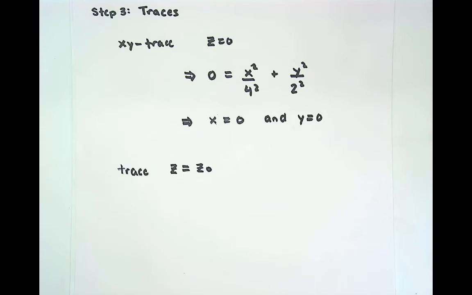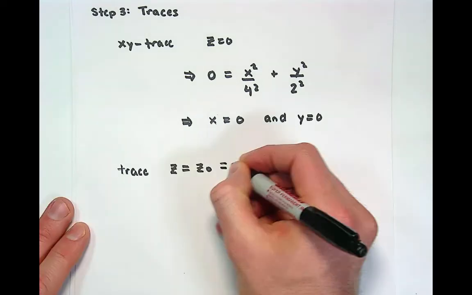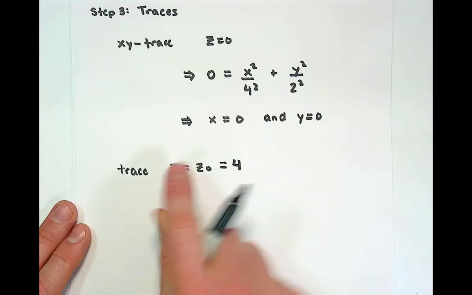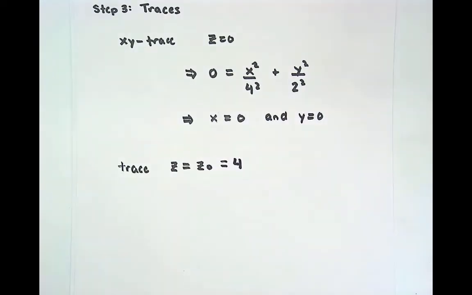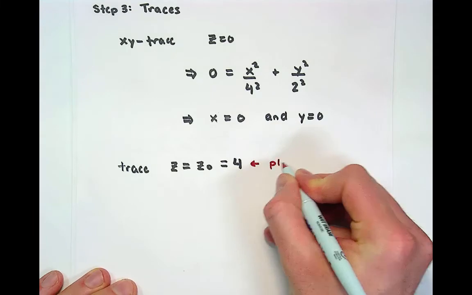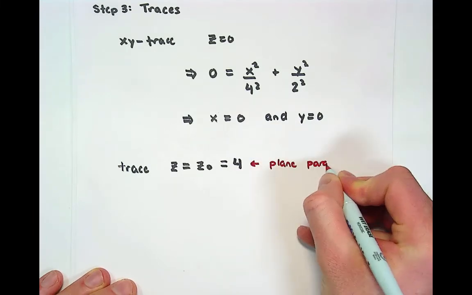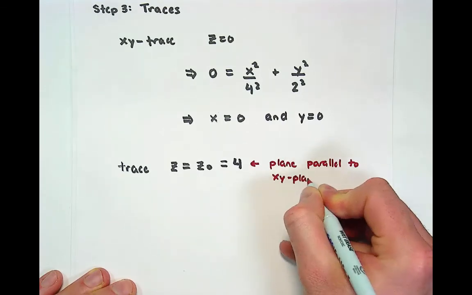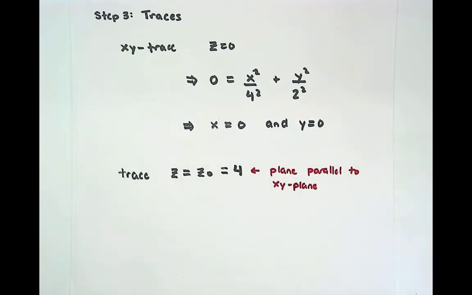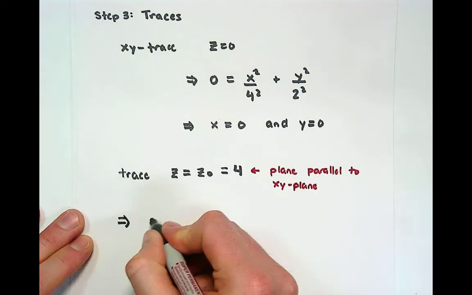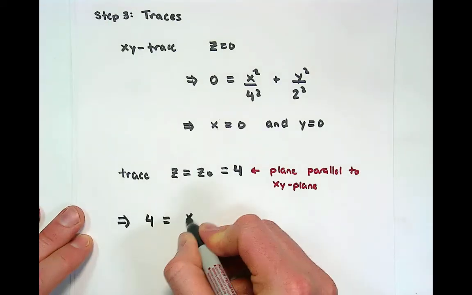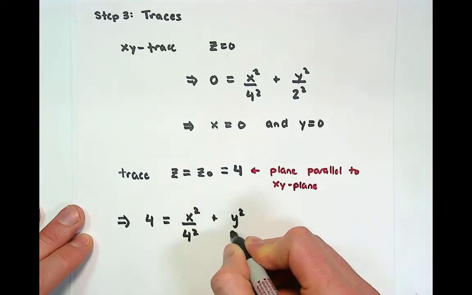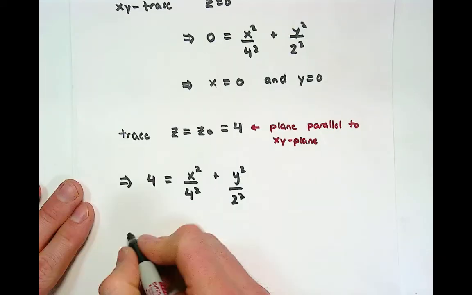And in our case, why don't we take the constant 4? So in order to look at this trace, we're going to look at the intersection of the plane. This is now going to be a plane that is parallel to the xy plane, excuse me, at the height 4. So the moment we see this, this is going to mean 4 is equal to x squared divided by 4 squared plus y squared divided by 2 squared.